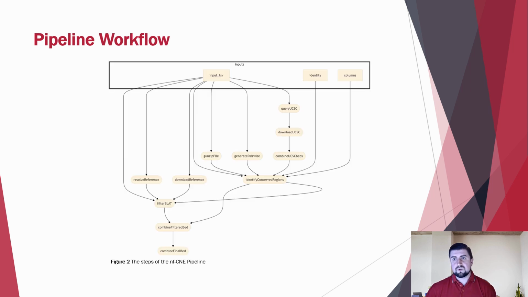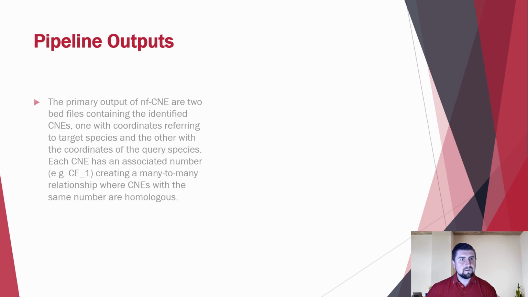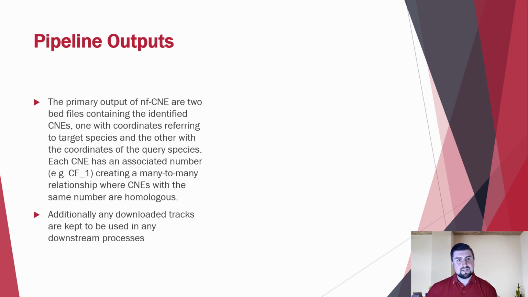This is an overview of the workflow where we have our inputs at the top, and any steps that are not dependent on previous steps are run in parallel, and additionally several steps, such as the downloading of UCSC tracks, will launch multiple processes so that if you have, for example, 6 tracks to download, all 6 will be downloaded simultaneously. The primary output of nf-CNE are 2 bed files containing the identified CNEs, one with coordinates referring to the target species and the other with the coordinates of the query species. Each CNE has an associated number, for example CNE1, creating a many-to-many relationship where CNEs with the same number are homologous. Additionally, any downloaded UCSC tracks are kept that can be used in downstream processes.